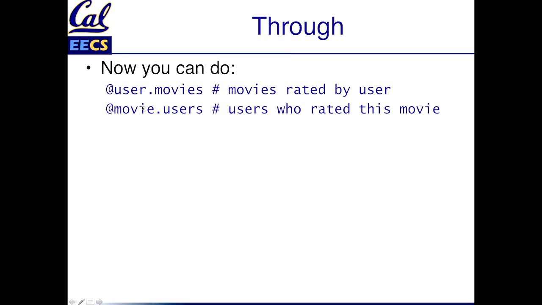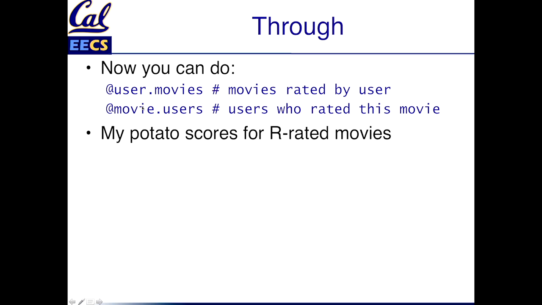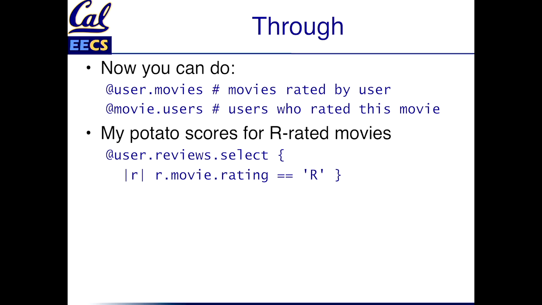So once we've set that up, now you can say things like movies that were reviewed by a particular user. Or for a given movie, as I said, we can show who all rated it. And I can also do my potato scores for all the R-rated movies, right? I can look for, within all of my reviews, right? Just remember that all of these ActiveRecord queries basically return another object that can also handle the same kind of queries. So I can get all the reviews associated with a particular user and treat that as an enumerable.